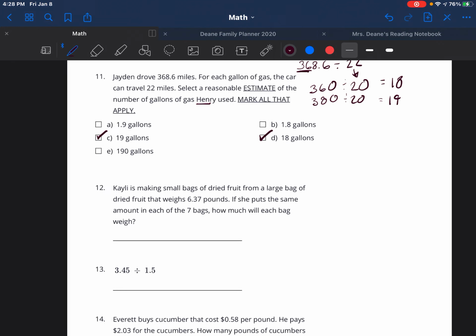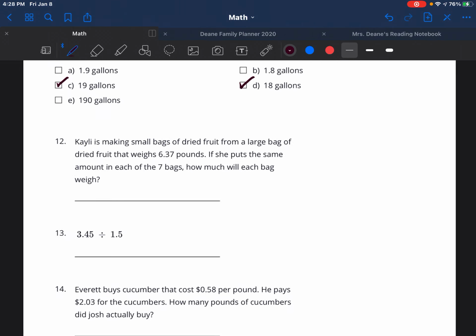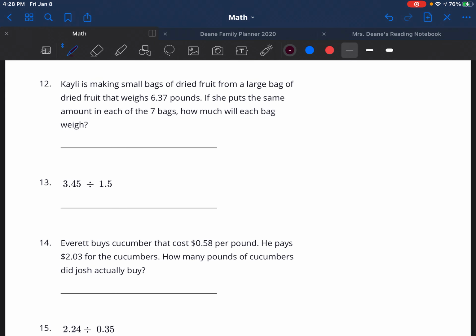Okay? So that one's going to be worth 2 points. There'll be 2 answers that you need to get, and you're simply just estimating the dividends and the divisor and getting your 2 answers. Now the next 4 you're definitely going to have to show work for.